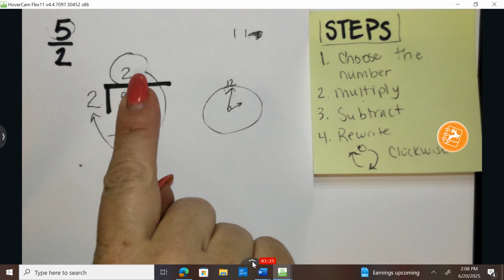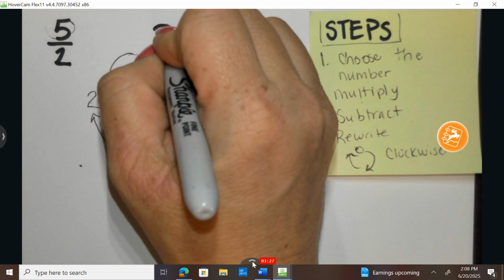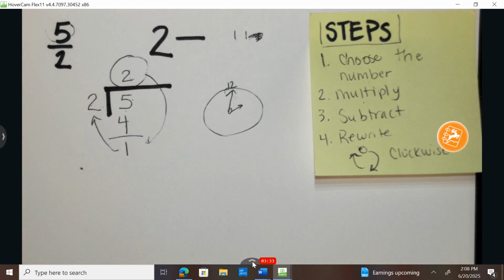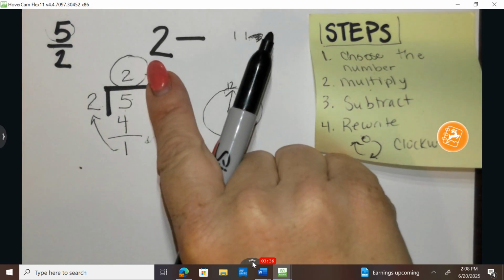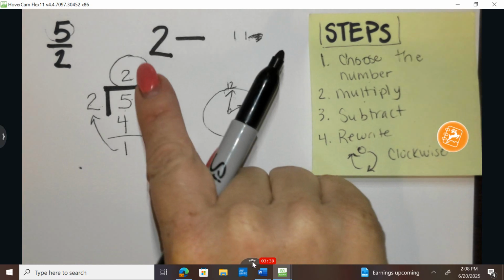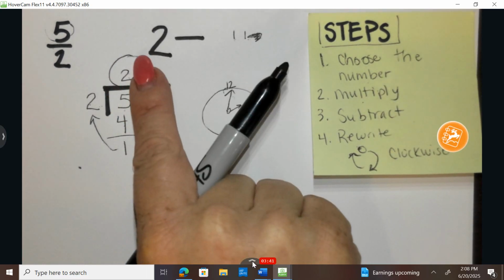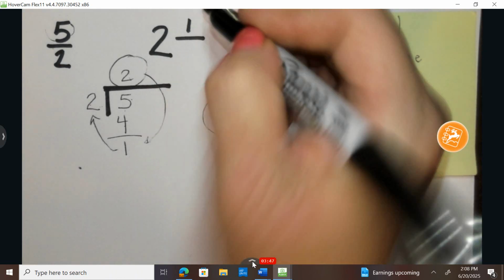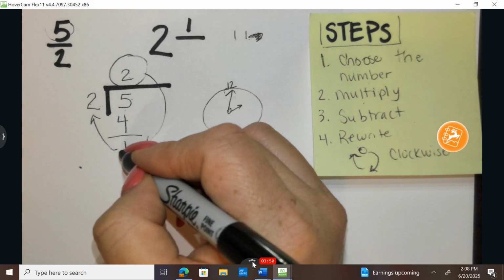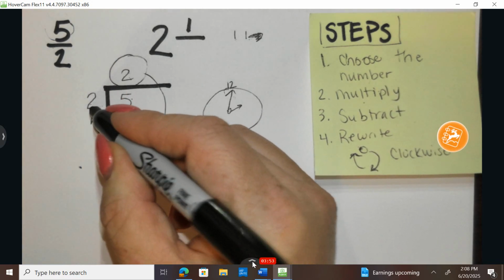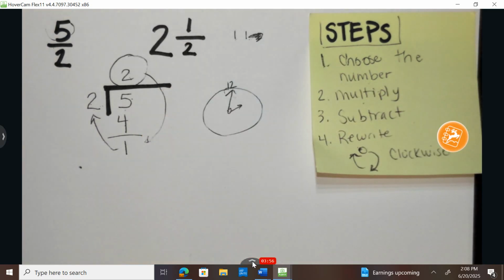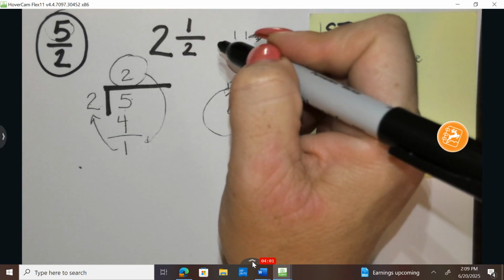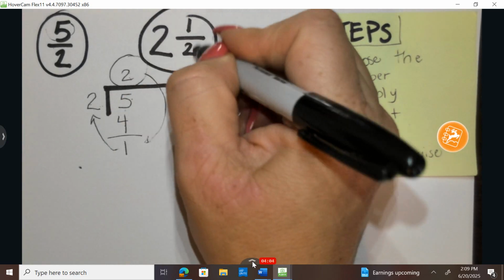The number on top always represents the whole number of the mixed number. Remember that mixed numbers are put together by 2 parts: there's the whole number and the proper fraction. So the whole number is always the number on top, and then we go clockwise around. We grab the number down below. That will always be the top number of the proper fraction, and then we keep going around, and this number off to the left will always be the bottom number of the proper fraction. So 5 halves, or 5 divided by 2, is equal to 2 and 1/2.